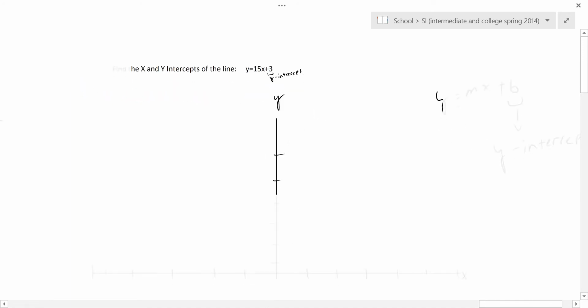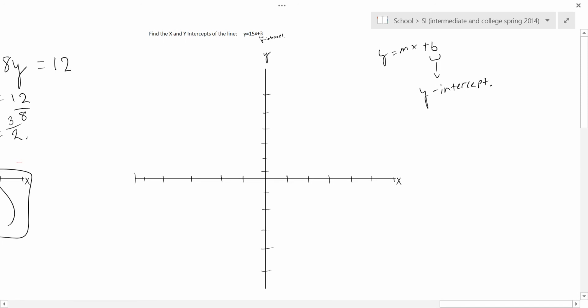But let's assume you didn't know that. Even if you didn't know, that's how you could find the y-intercept. What we can do is plug in 0 for the x value to find the y-intercept. Let's do that. So if I say y equals 15 times 0, plus 3. Okay, so y equals 3.